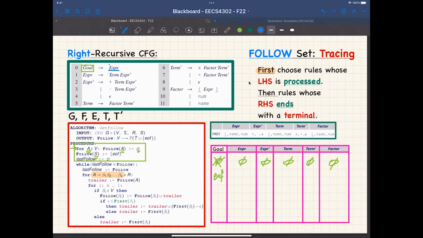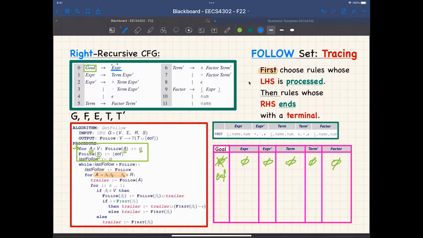So I'm also going to put, for expression, also put EOF. This will be after the first iteration, right? Because we were only looking at this particular goal.